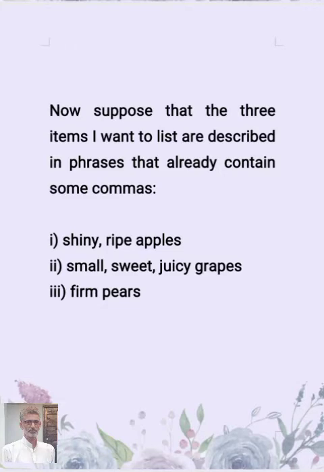Now suppose that the 3 items I want to list are described in phrases that already contain some commas. For example, shiny, ripe apples. The 2 adjectives shiny and ripe are separated by a comma. Small, sweet, juicy grapes. The 3 adjectives small, sweet, and juicy are separated by commas. And firm pears.